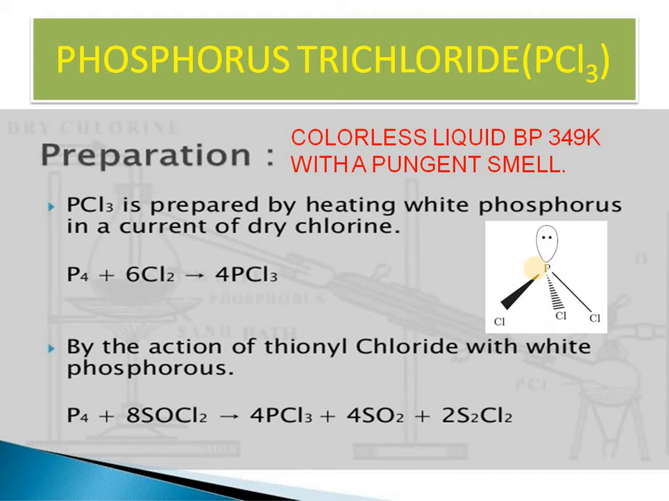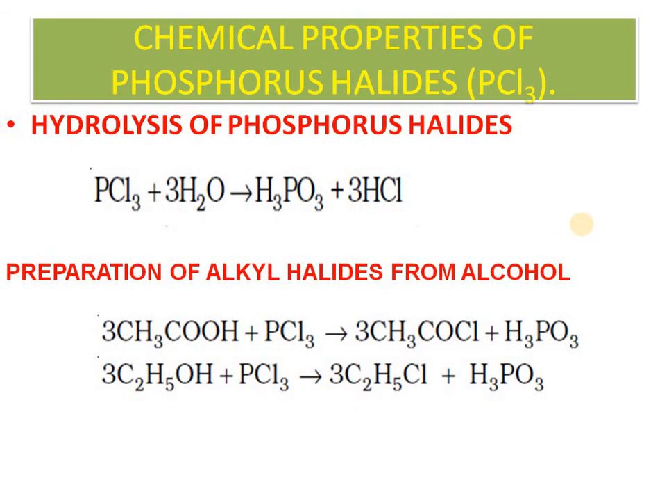The other method is the action of thionyl chloride, SOCl2. Thio is related to sulfur, always remember that. Phosphorus when reacted with thionyl chloride gives rise to PCl3 along with sulfur dioxide and S2Cl2. Next point is hydrolysis.